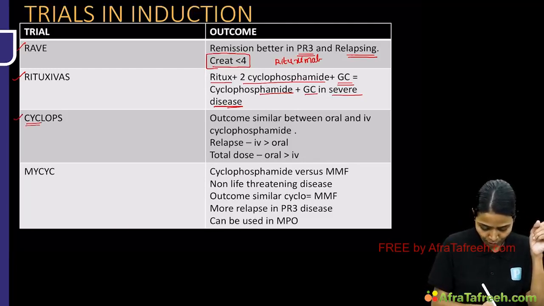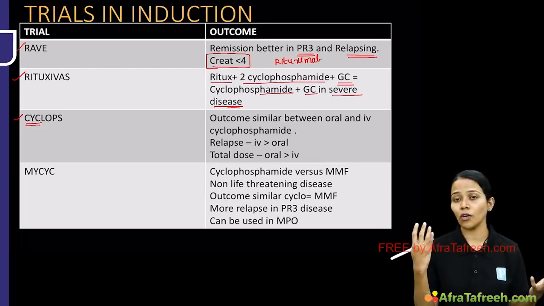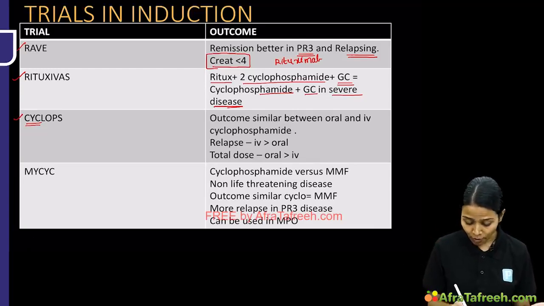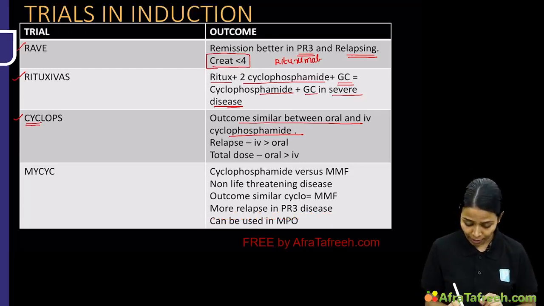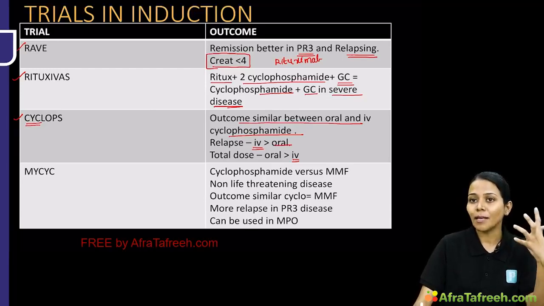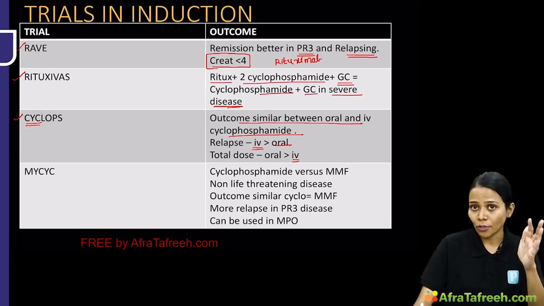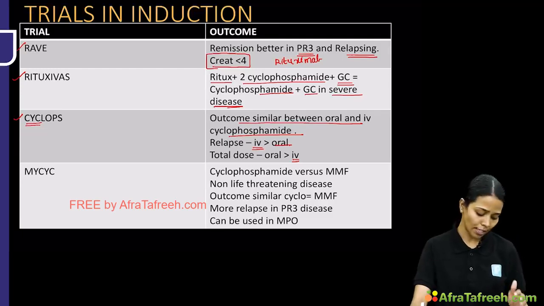So this is fully about cyclophosphamide. They found that whether to give oral cyclophosphamide or IV cyclophosphamide, the outcome was similar between both. But there was a thing. IV is generally having lesser dose than oral. So relapse was higher in IV when compared to oral. So IV is lesser dose, right? So what is going to happen? Relapse is going to be more. So in IV dose, relapse is more. In oral dose, the cumulative dose is more and the relapse is less. Okay. So this is what was seen in the Cyclops trial.